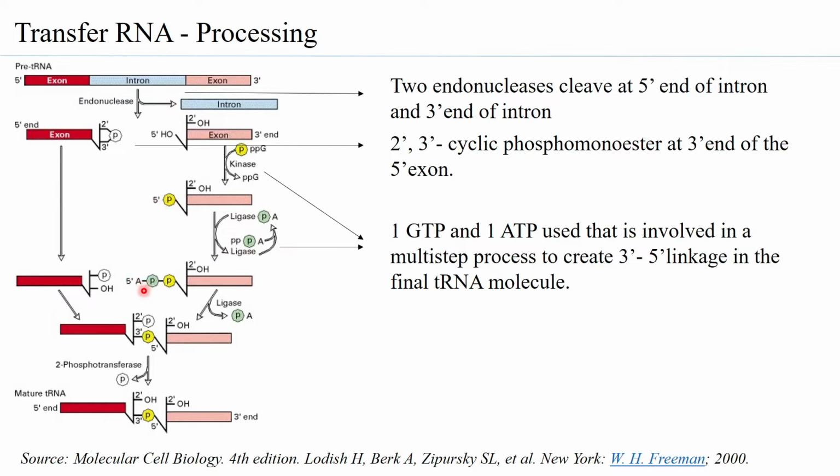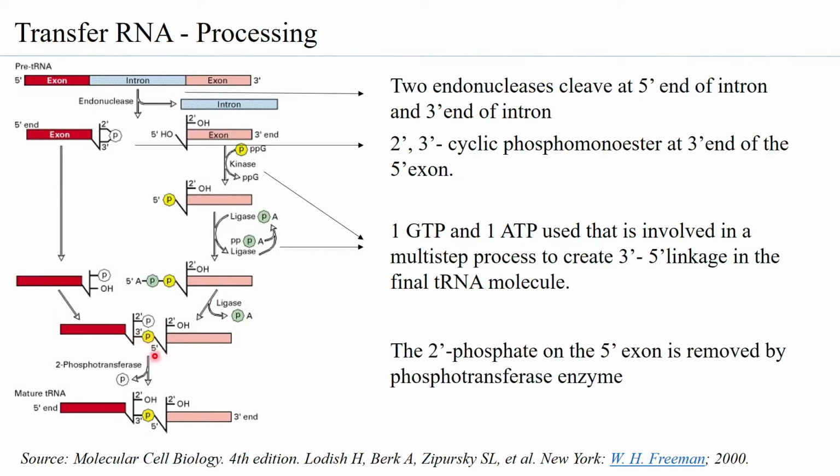Now, in the meantime, what has also happened is that you have the 2' 3' cyclic phosphomonoester converted specifically to a 2' phosphate and a 3' OH. Now, this 3' OH can actually form a bond with this phosphate. So, the ligase is removed, and now you have the 3' OH attached to the 5' phosphate. So, what is formed over here is the 3' 5' phosphodiester bond.